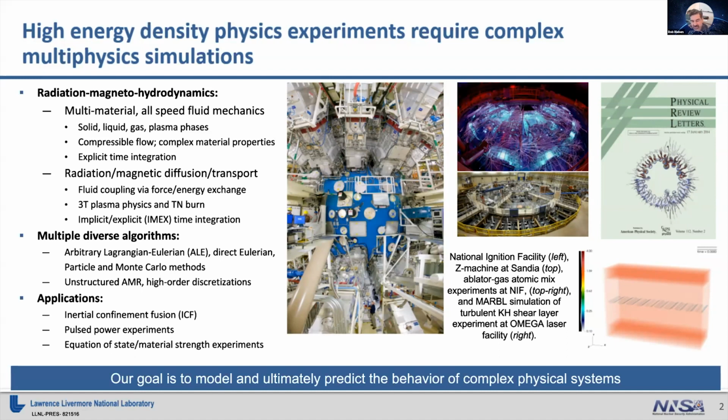Now, we employ a diverse set of algorithms to solve these coupled physics problems. Typically, we're doing arbitrary Lagrangian Eulerian methods, but we also utilize direct Eulerian methods, particle methods, and Monte Carlo methods. And of course, all of this has to work on unstructured AMR meshes, as well as higher order. That's a relatively new thing at Livermore, thanks to MFEM. And the applications for this include inertial confinement fusion, like what's done at the National Ignition Facility at Livermore, but also pulse power experiments like those done at Sandia, as well as equation of state and material strength experiments. And so for all of these cases, our goal is to model and ultimately predict the behavior of complex physical systems.